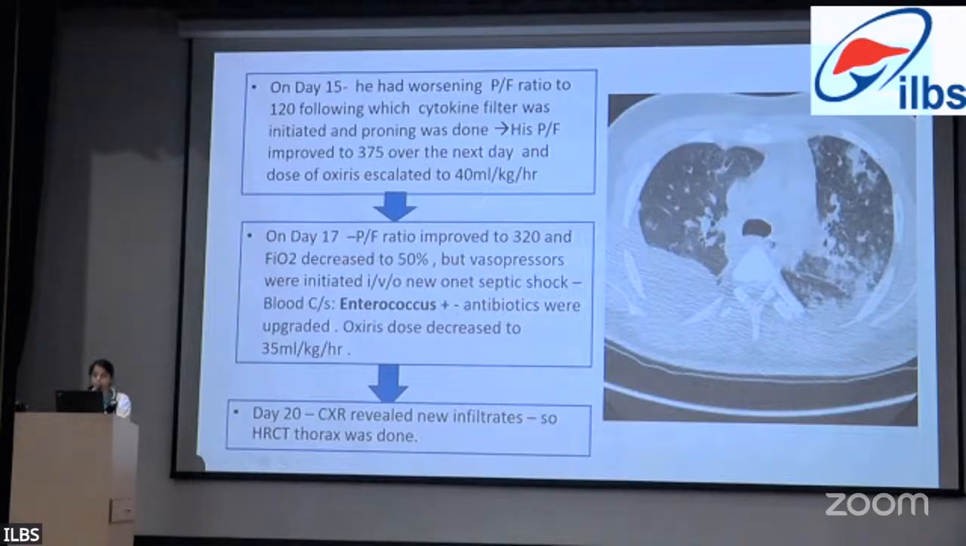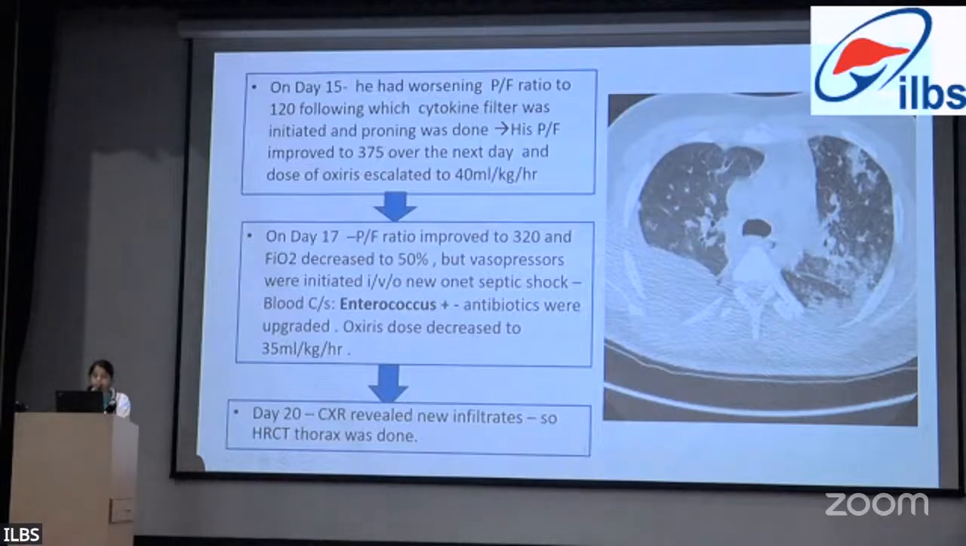So there were new onset infiltrates which had come up, which was the reason for the new worsening. And on day 17, the PF ratios improved to 320 and FiO2 requirement decreased to 50%, but vasopressors were initiated in view of new onset septic shock, and blood cultures showed Enterococcus positive. Antibiotics were upgraded and Oxiris dose was also increased to 35.